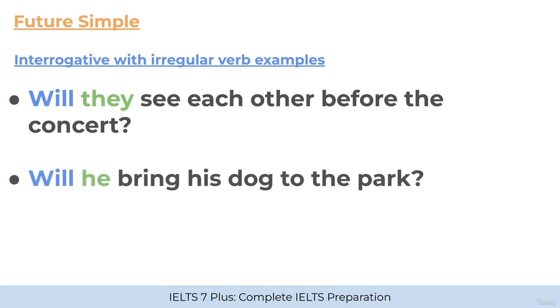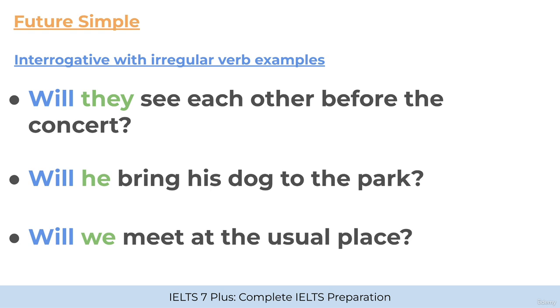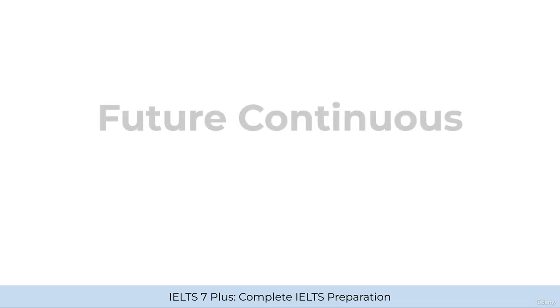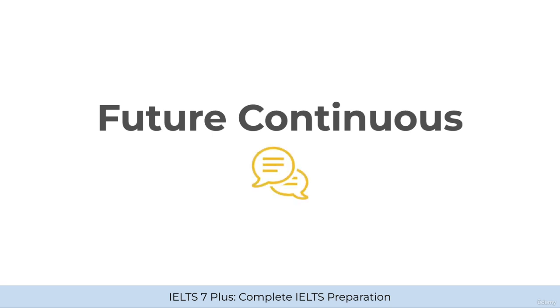Okay, other examples include, will he bring his dog to the park? So we started the sentence with will again. And another last example here, will we meet at the usual place? Alright, so that was the future simple.